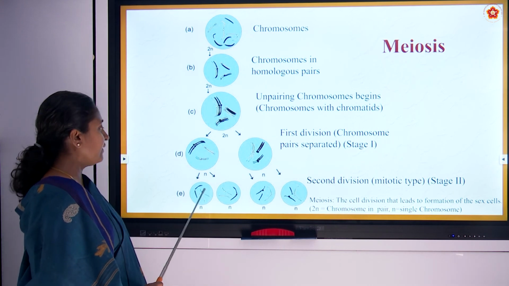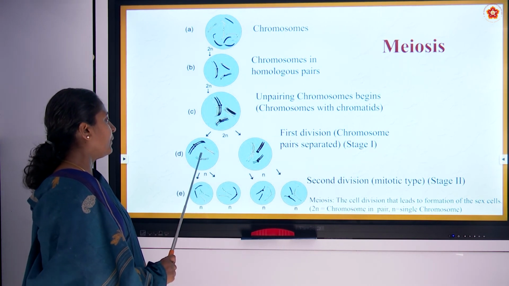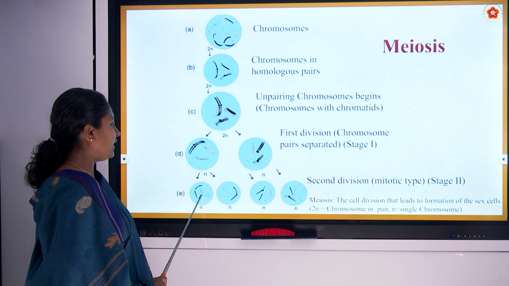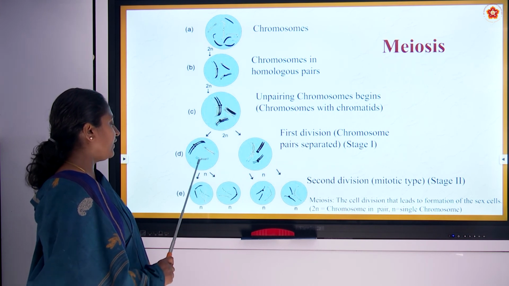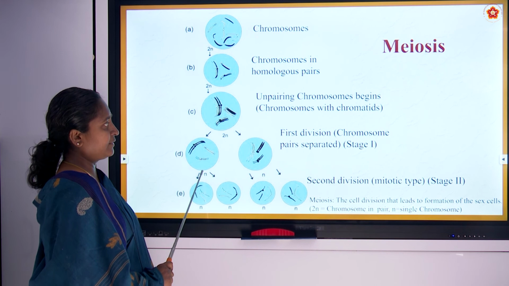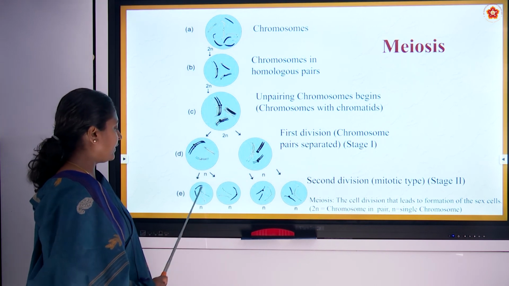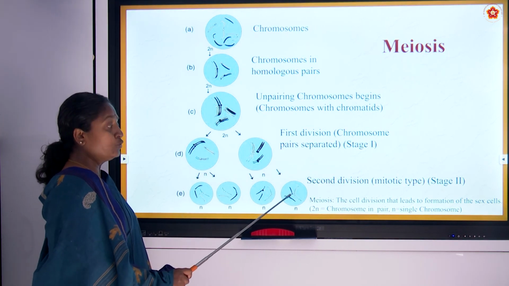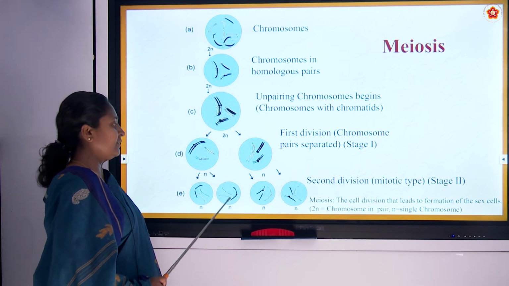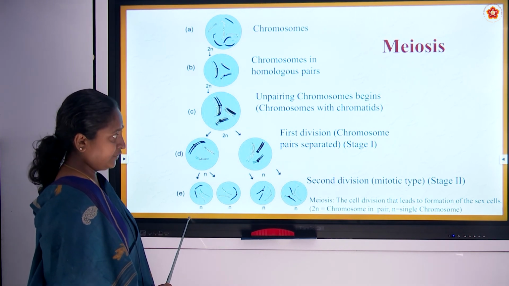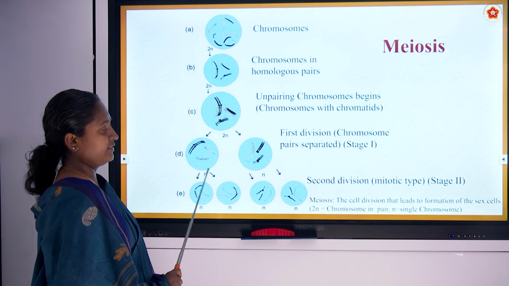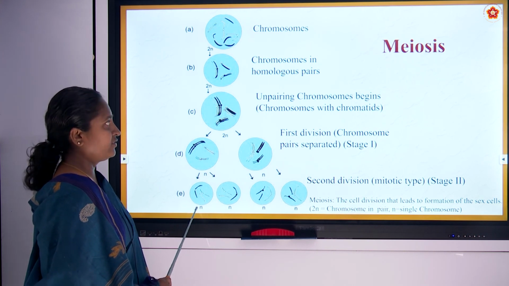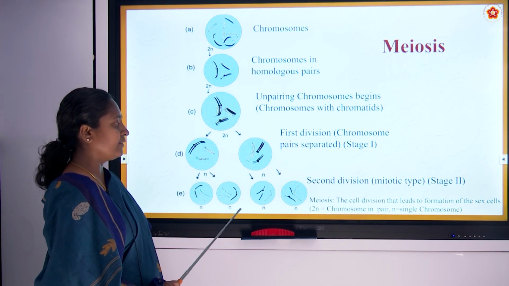It is like mitosis, right? So the centromere will be pulled apart, and then we can see the chromosomes now have only 2 arms. Here we can see 4 arms, but here you can see only 2 arms. This is at the end of the second division, or phase 2, or stage 2, or meiosis 2, all are similar.